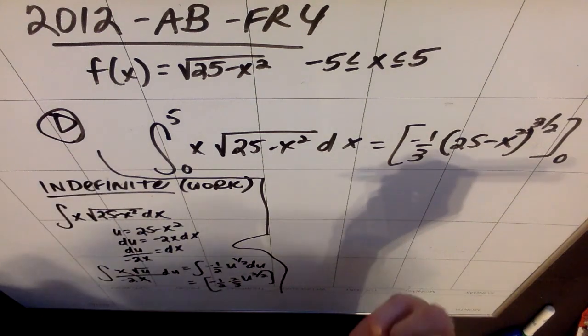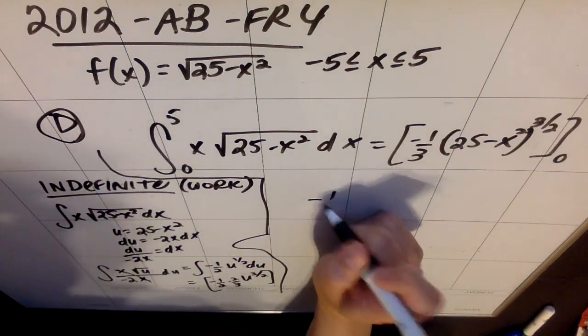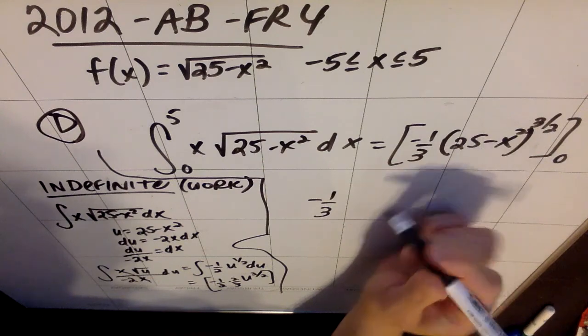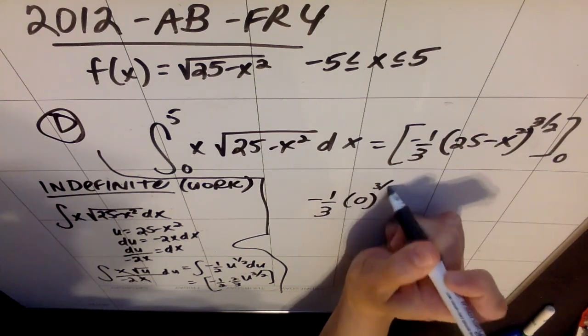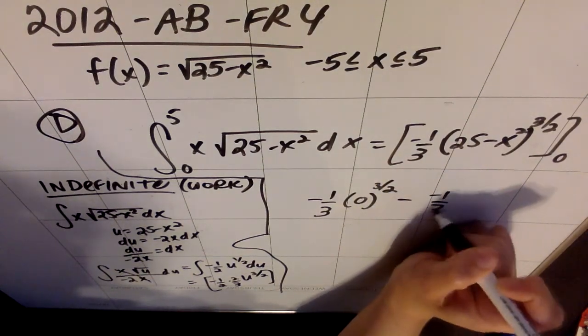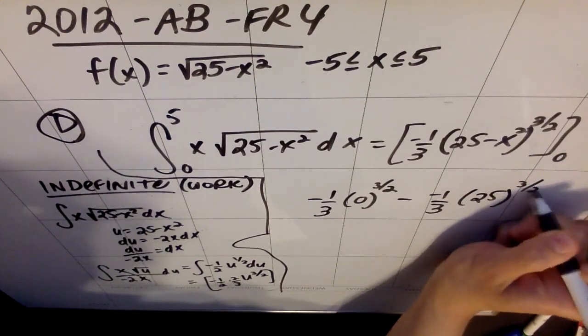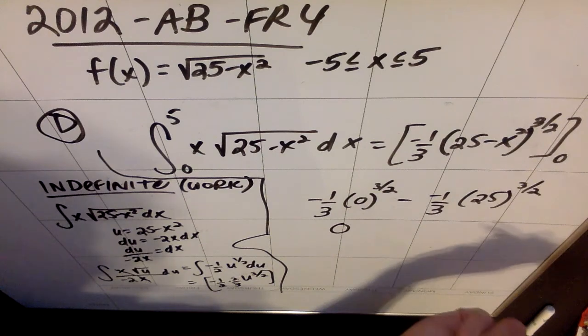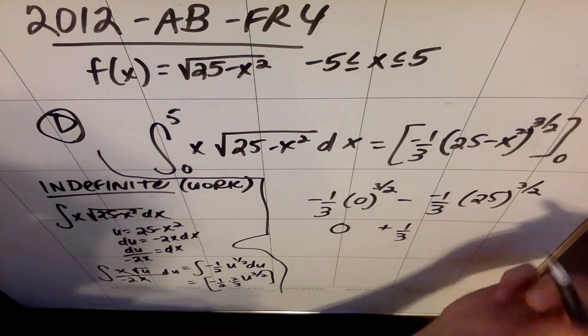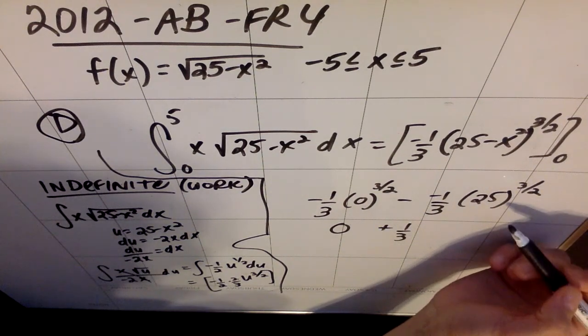So what ends up happening is I get that this is a negative 1/3. When I plug in the 5, I end up getting a 0 to the 3/2 minus a negative 1/3. And when I plug in the 0, I get a 25 to the 3/2. So this piece is a 0, which is fine, and I end up getting plus 1/3. It is important that you know how to do 25 to the 3/2.